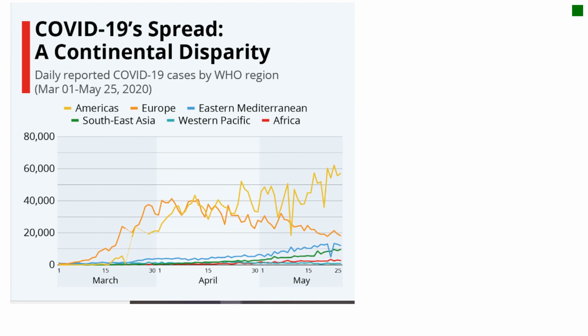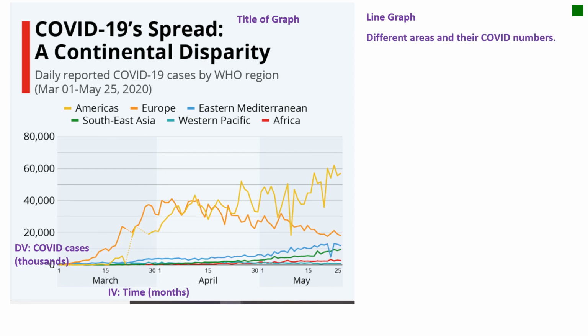Let's see how well you did. You were looking at a line graph. The title is looking at the different continents, the different areas of our world, and their daily reported COVID-19 cases. Those cases are going to be your dependent variable, and those are in the thousands, whereas your independent variable is the time, and it's showing a 3-month span. As we already said, we're talking about the different areas and their COVID numbers.